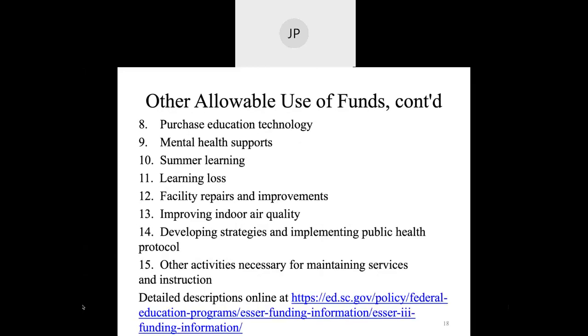You can use the funds to purchase educational technology, provide mental health supports, address summer learning, address learning loss, for school facility repairs and improvements, for improving indoor air quality, for developing strategies and implementing public health protocols, and lastly, as was in ESSER 1 and ESSER 2, any other activities that are necessary for maintaining services, employment, and instruction. On this slide, you see a hyperlink that takes you to the detailed descriptions of these 15 categories. So again, at least 20% on learning loss, and the rest you must budget in these other allowable uses of funds.